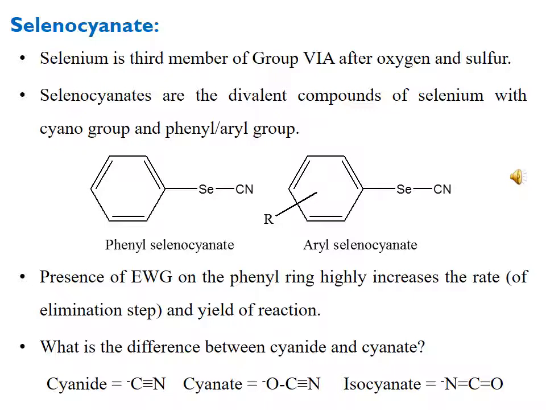This is a similar thing, as we say OH group is alcohol, but SH group is thioalcohol. Thio means sulfur, SH, thioalcohol. Similarly, if it is SeH, that will be named selenol or selenoalcohol. Like this, the cyanate terminology is used for this compound, so overall this compound is named selenocyanate.